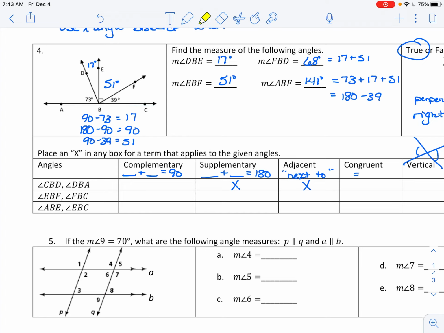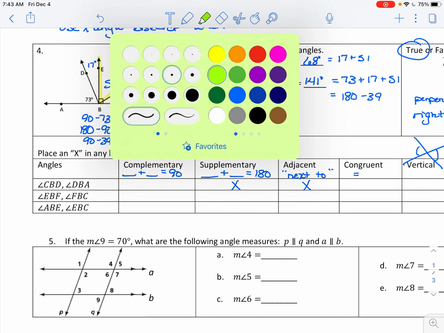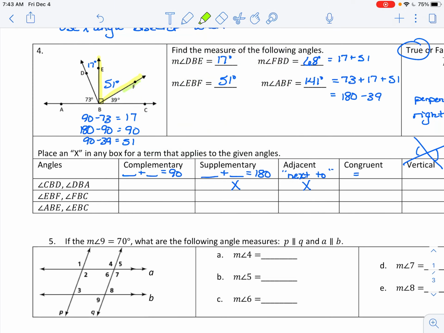So next, EBF, that's the 51 that we found. And then FBC, that's the 39 that was already marked for us. These ones don't make a straight line. The yellow and the green combined make a right angle. Therefore, they are complementary. They add up to 90. They are also next to each other, so I'm going to mark adjacent as well. Those are the only ones that apply to that.